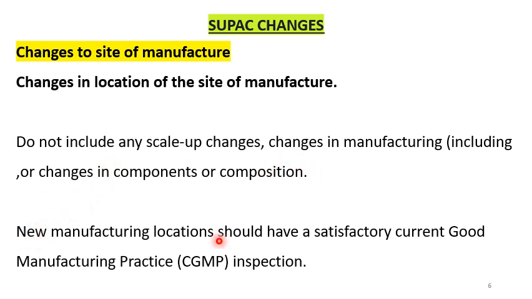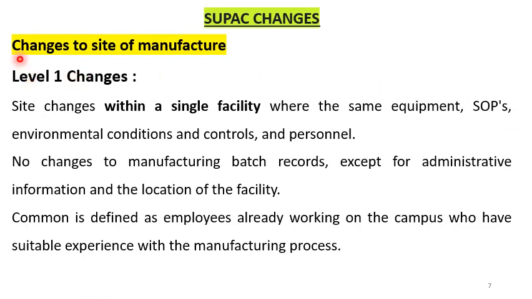Now new manufacturing locations should have a satisfactory current good manufacturing practices, CGMP, inspection. So whatever the new site is introduced for the product, that should be CGMP compliant. Then changes to the manufacturing site, level 1 changes. Site changes within a single facility where the same equipment, SOPs, environmental conditions and controls, and personnel are used. That means the level 1 changes involve site changes within a single facility.